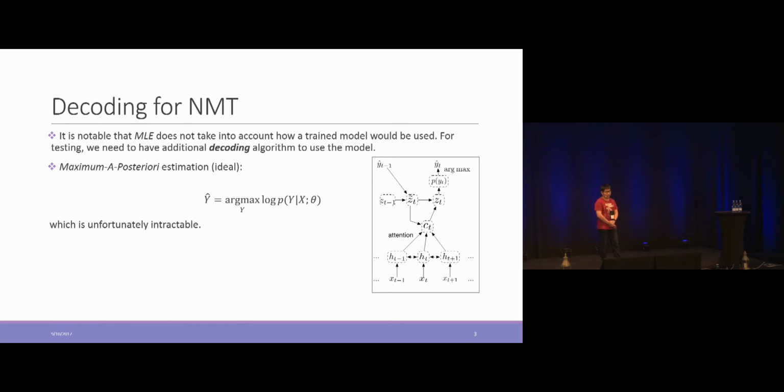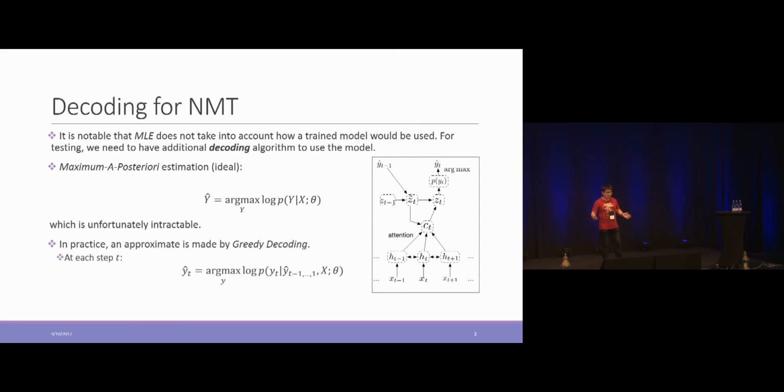But it is notable that MLE does not take into account how we can use the model after it is trained. To use a model, we need another algorithm called decoding to actually produce a translation. Ideally, what we want is the maximum a posteriori estimation. That is, we want to find the translation Y that really maximizes the log probability given the sentence X. However, it is unfortunately intractable because the computational complexity is exponential in the sentence length. So we need to make a trade-off.